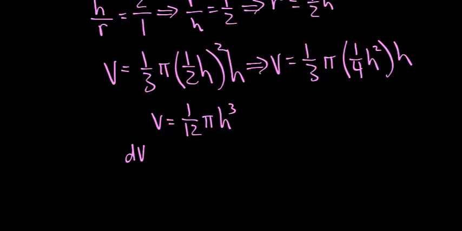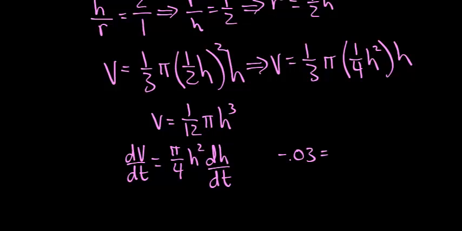So here we go. dV/dt equals pi over 4 h squared dH/dt. Remember the chain rule. H is a function of time, so we differentiate the outside, H cubed, 3h squared, and then I multiplied it by the derivative of the inside, which is dH/dt. At this point, we can put in what we've been given. In place of dV/dt, I was given negative 0.03, and I'll just leave off the units because right now we're just going to be doing some algebra. I'll put in the units at the end.